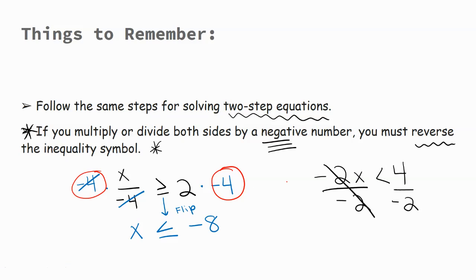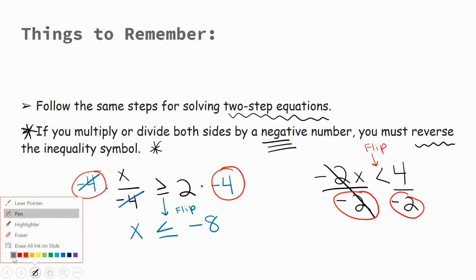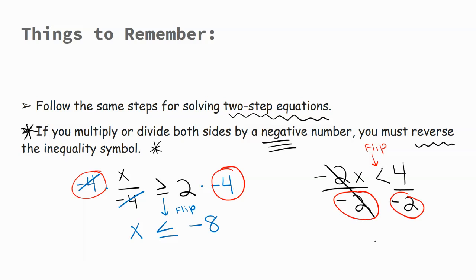But once again, it's if you multiply or divide. So since now I'm dividing by a negative, again, my sign is going to flip. Okay, so now since it's less than, and I divided by a negative, it's going to end up being x is greater than 4 divided by negative 2, which is negative 2. Okay, so see how when I multiply by a negative or divide by a negative, I'm flipping that symbol.